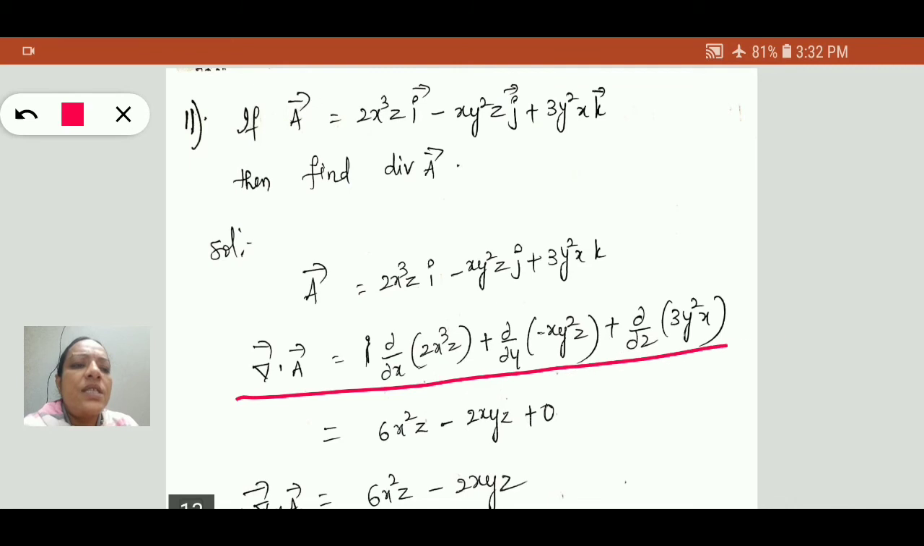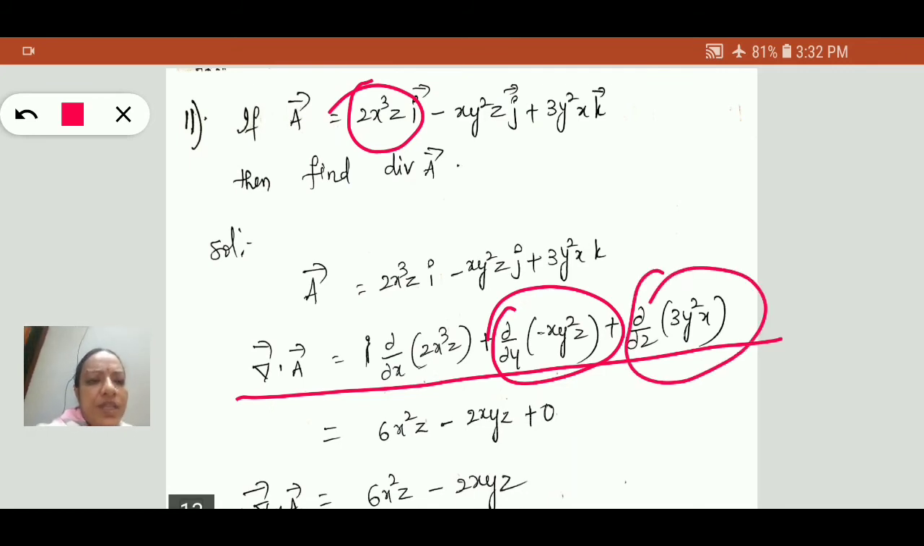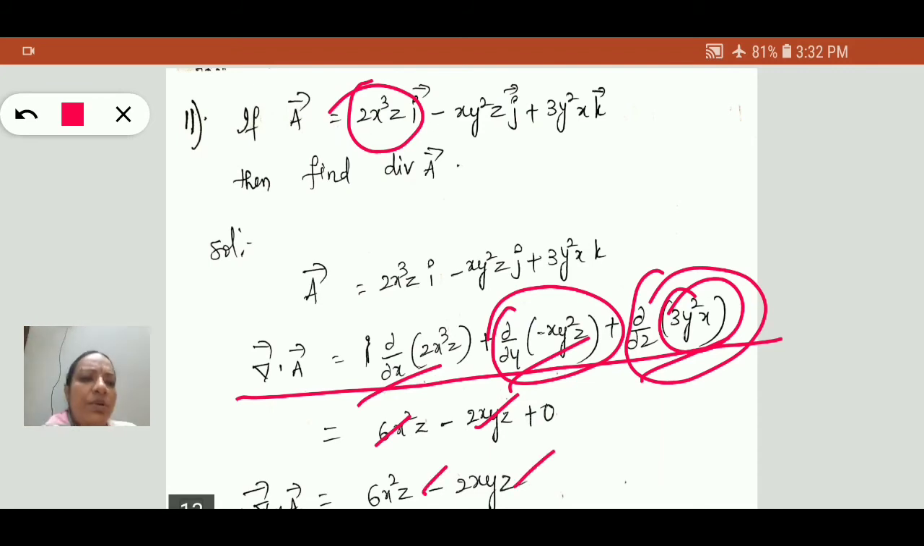So the divergence of A is nothing but ∂/∂x of 2x³z, ∂/∂y of minus xy²z, ∂/∂z of 3y²x. Calculate the partial derivatives with respect to x, y and z. We get 6x²z, minus 2xyz. There is no z term in the last one, so that will be 0. So the divergence is nothing but 6x²z minus 2xyz. Simple. This is how to solve the problem.